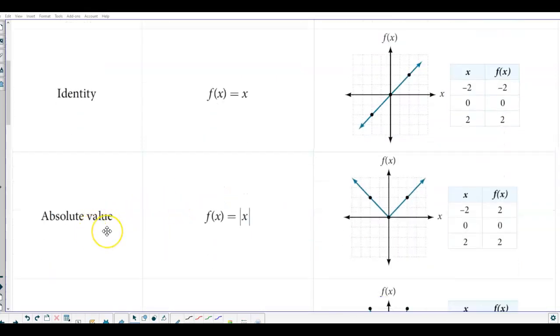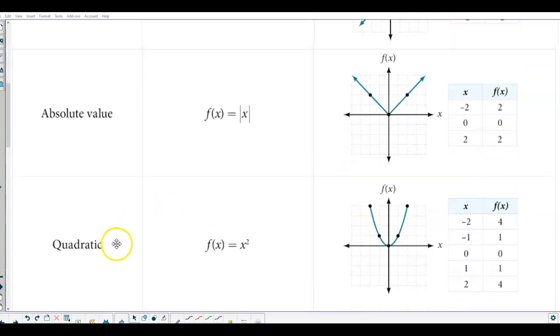Then we have the absolute value function. F of x, which is equal to the absolute value of x. If we plug in -2 into the absolute value of x, we get +2. So when we graph that, we get -2 and then up 2. When we put in 0, the absolute value of 0 is 0. So we have 0, 0 at the origin. We plug in 2, we get the absolute value of 2 is +2, so we have 2. So when we have an absolute value function, it's going to graph a v.